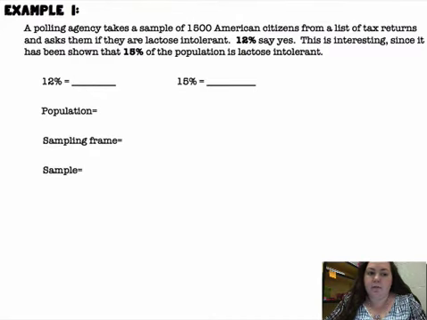Alright, example 1. A polling agency takes a sample of 1,500 American citizens from a list of tax returns and asks them if they are lactose intolerant. 12% say yes. This is interesting since it has been shown that 15% of the population is lactose intolerant. So 12% is coming from our statistic, from the sample. 15% is our parameter. It's coming from the actual population.